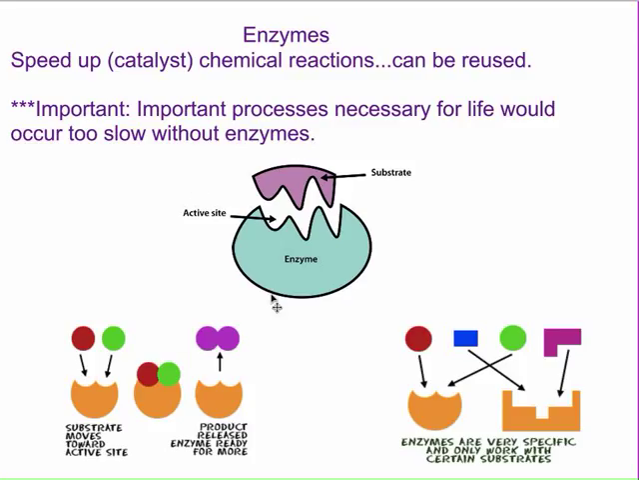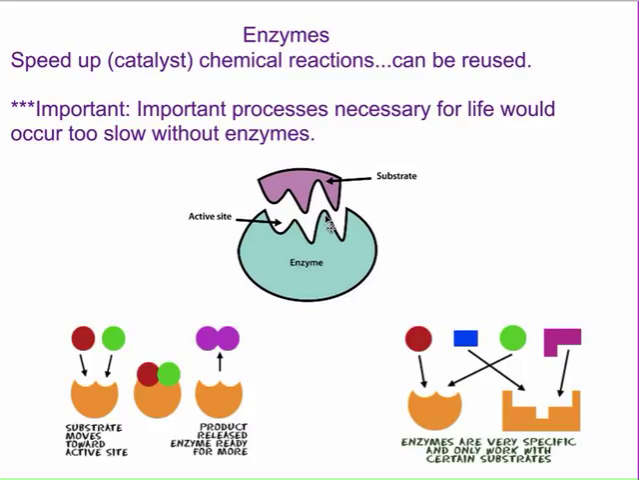The structure of enzymes: it's a protein, so it'll have a very specific shape. It has an active site, which is the location on the enzyme, on the protein, where the reaction takes place. And then we have a substrate, which is what the enzyme is working on. Each substrate has a specific shape that corresponds with the shape of the enzyme. So the enzyme can only act on one substrate.